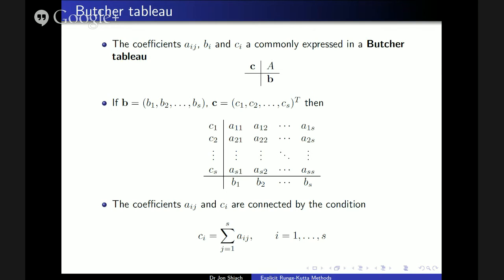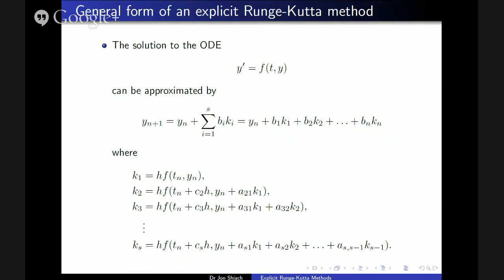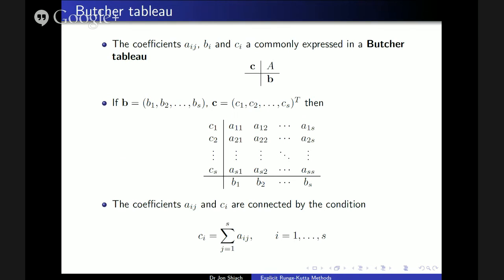In the bottom right quadrant, I have the b values. These b values are what we multiply by the k values. Going back to the previous slide, we update the value of y by adding b1 times the first stage value plus b2 times the second stage value. So our b's are what we multiply the stage values by and add on to y. Along here, we have our b values. If you have s stages, you'll have s number of b values.